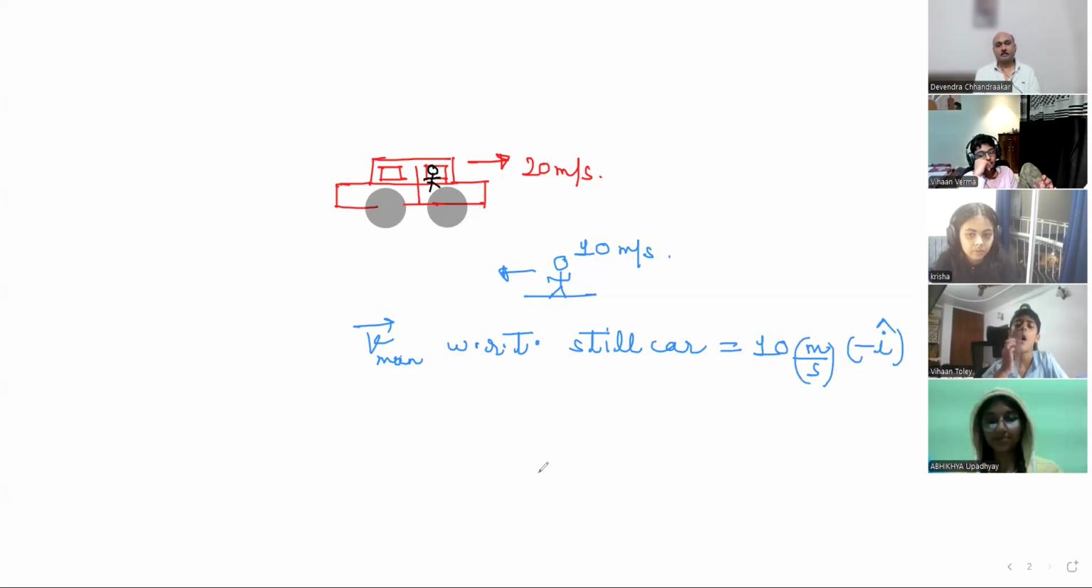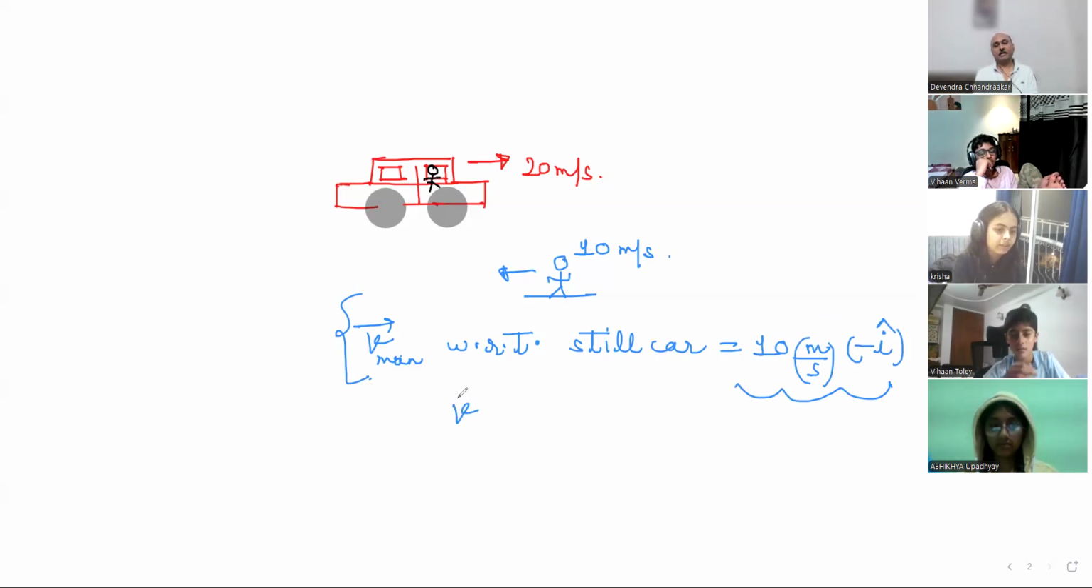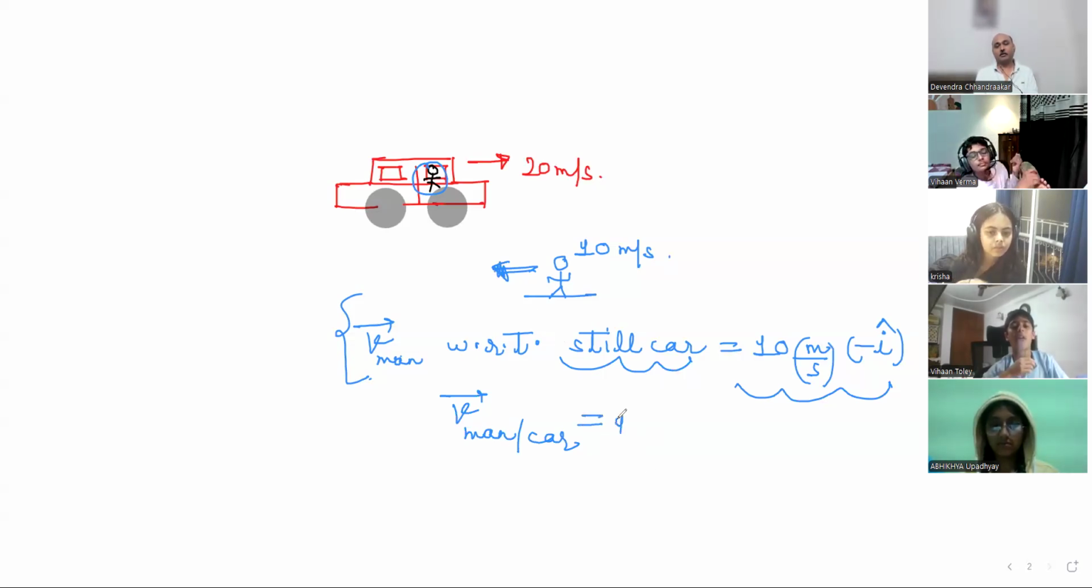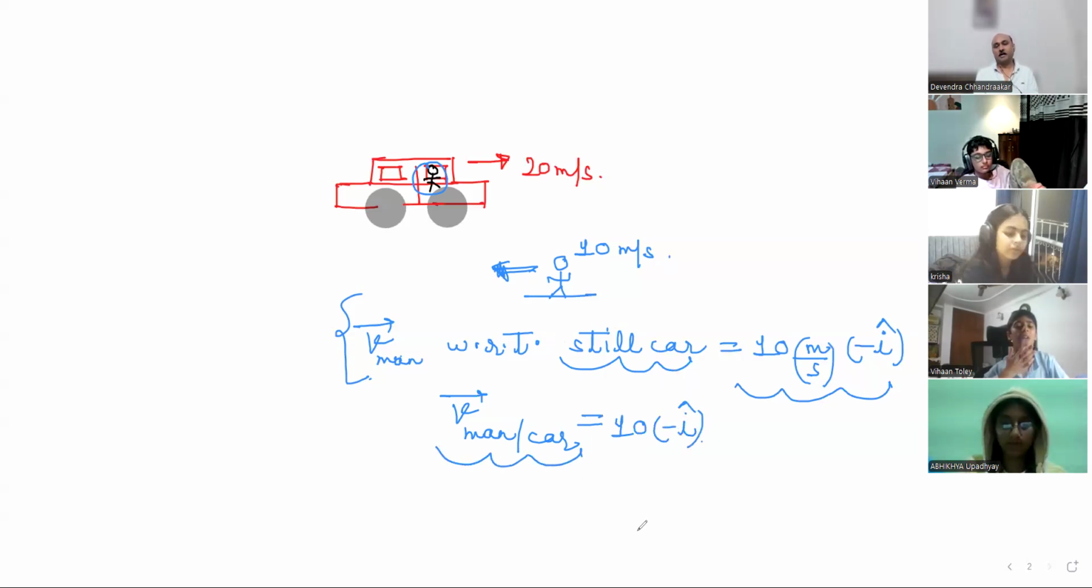Right? What will you say? What will you understand by this? Who is observing this man moving with 10 meters per second minus i cap? Sir, the man inside the car. Inside the car. So the man वाला inside the car. आदमी. So can I say velocity of man with respect to car? Because car is still only when you are inside the car, right? So to a person inside the car, this man seems to be moving with a speed of 10 meters per second minus i cap. So V man with respect to car is what? It's 10 minus i cap. Got it? You understood what is V man car now? All of you? Yes, sir.